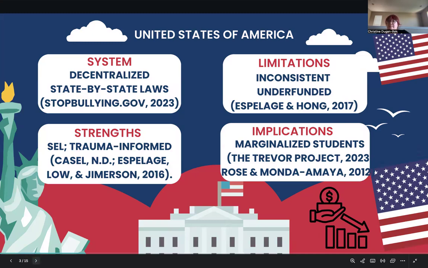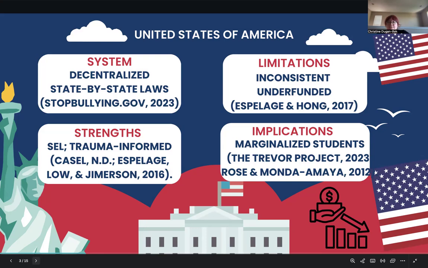The first nation that we're going to examine in a little more detail is the United States. The United States has a decentralized system. The anti-bullying laws vary by state. Strengths of the United States system are a more advanced social emotional learning component that's integrated into the curriculum, trauma-informed policies, and restorative justice practices. They have shown some successes. The limitations are that enforcement is inconsistent, and the policies are also inconsistent because it is run on a state-by-state basis. And underfunded districts often cannot sustain training or any other kinds of programs.